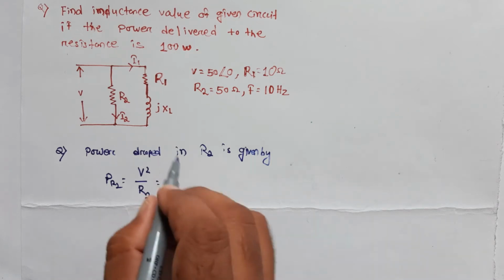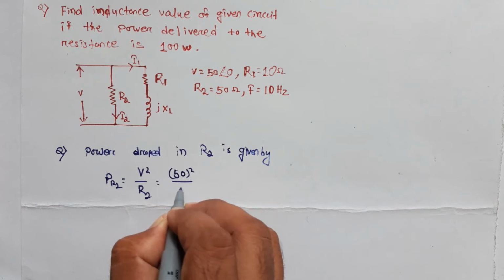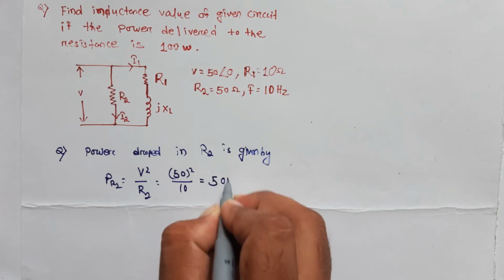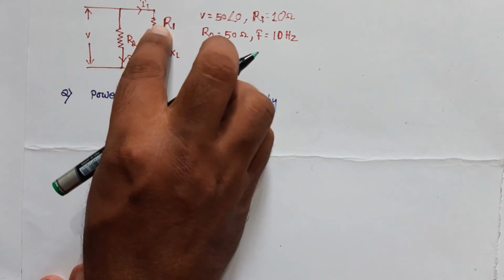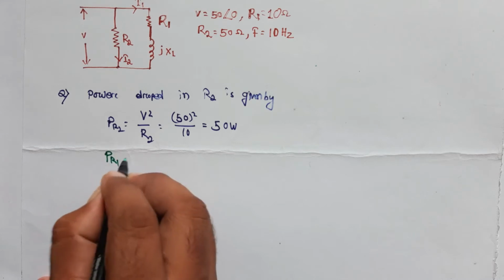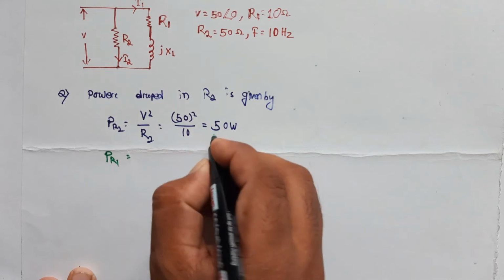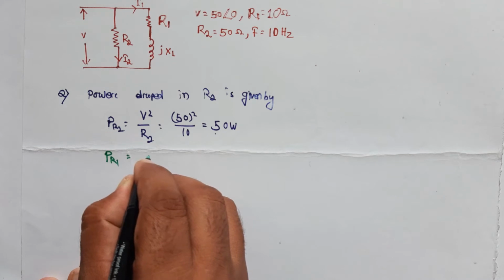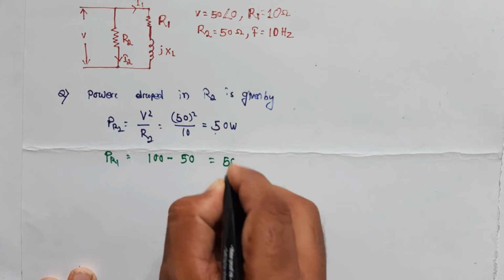So that is 50 square divided by 50, and this value is equal to 50 watt. Next we need to find the power in R1. The total power is 100 watt, so the power drop in R1 is 100 minus 50, which is equal to 50 watt.